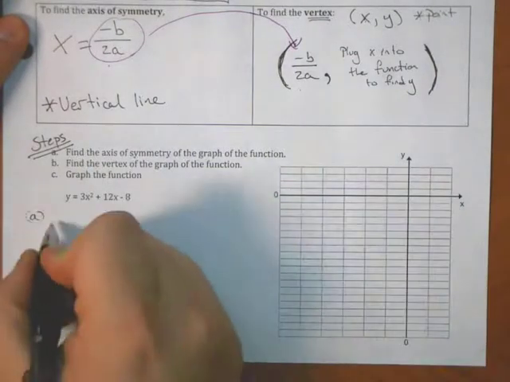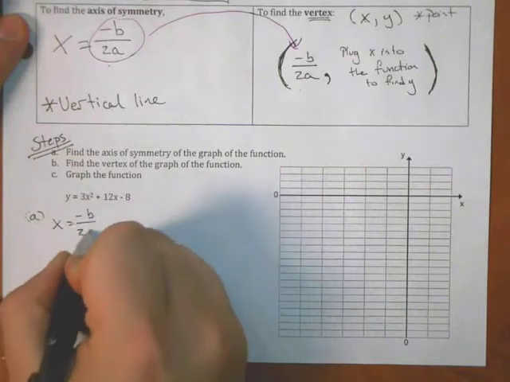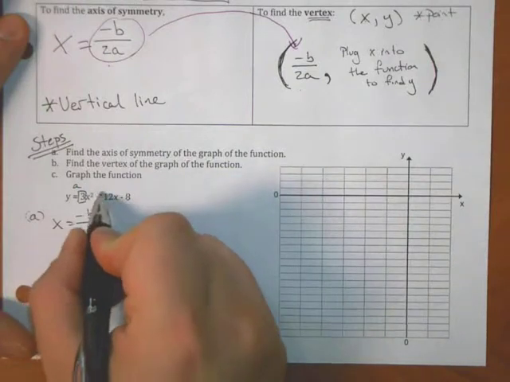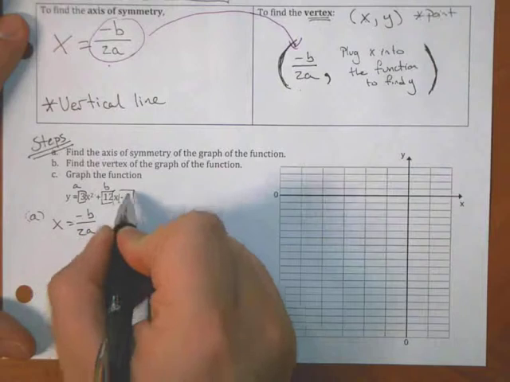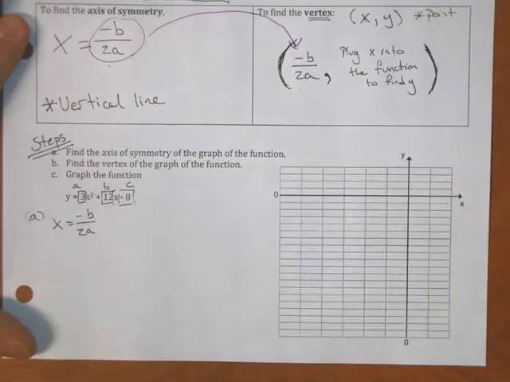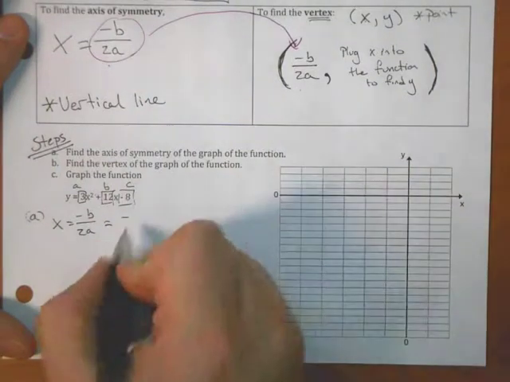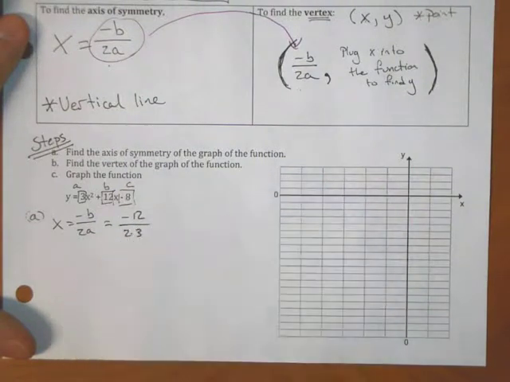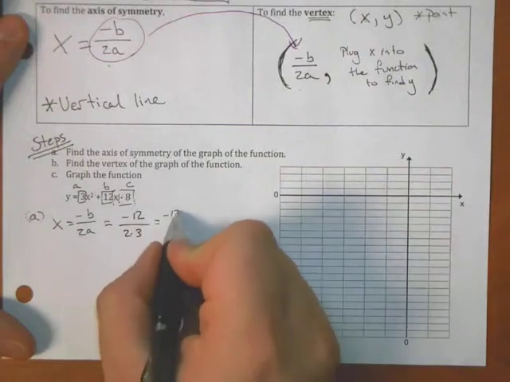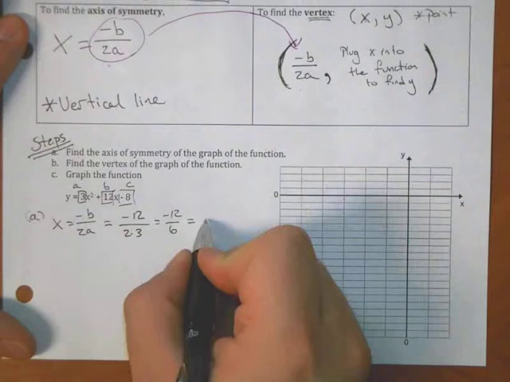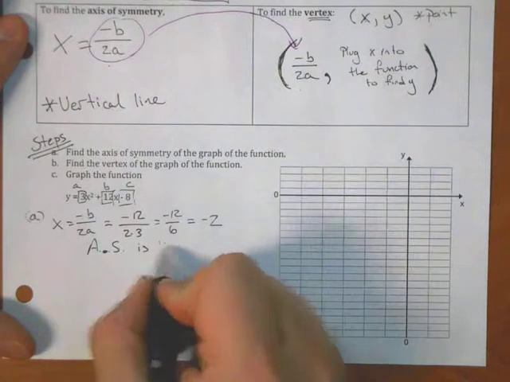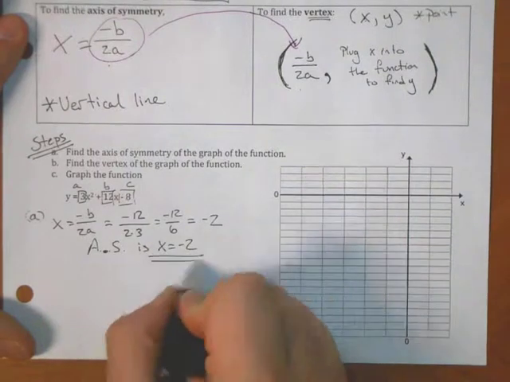Regardless, the first thing is find the axis of symmetry. That's negative b over 2a. Okay, there's a, there's b, and there's c. So what's my formula for my axis of symmetry? Negative b over 2a. Okay, I know that. So then the opposite of 12 over 2 times 3, 3 times 3. That's what? Negative 12 over 6. Negative 2. So it tells me my axis of symmetry is x equals negative 2.